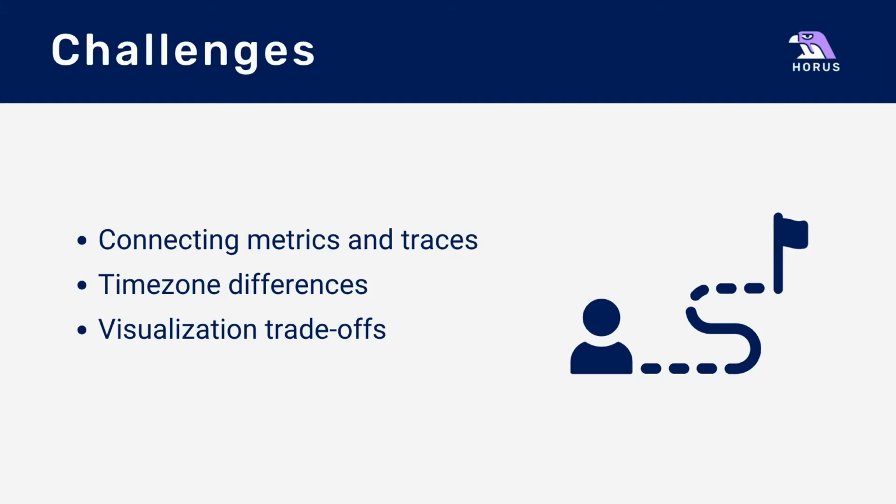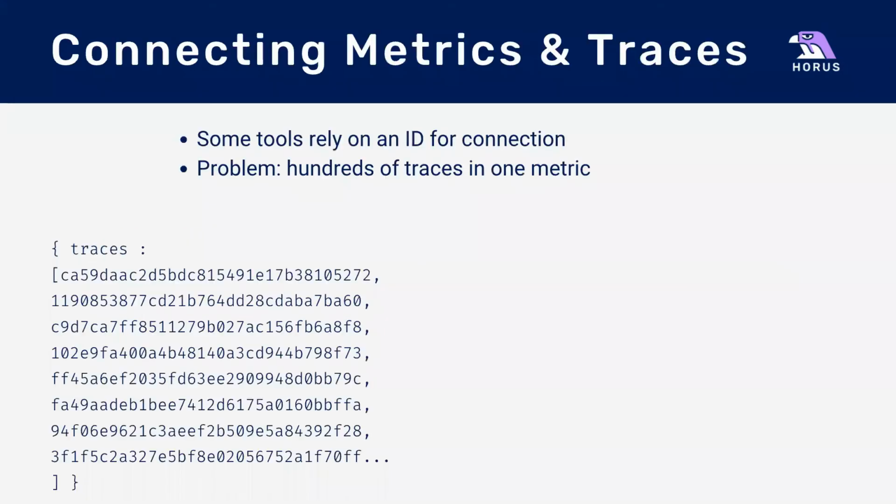A key feature of Horus is a clear link between metrics and traces. But generating related metrics and traces is only the beginning. You have to store and query them while maintaining their relationship. How do you show the right traces? Several observability tools rely on an assigned ID to maintain this connection. When the metrics and traces are generated, before they are stored in the database, the trace is given a metric ID and the metric is given a trace ID.